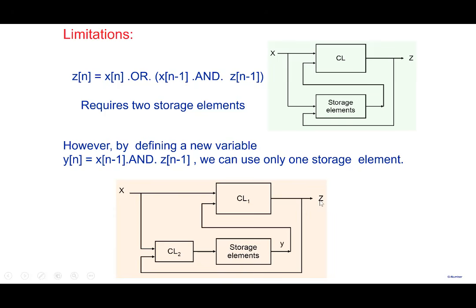So the idea is that the output depends on the present input and the state of the system. And the state of the system means the values of the storage elements, or whatever is stored in the memory. So the output depends on present values of x and the present state of the system. Y represents the present state of the system here. So that's a more general description of a sequential circuit.